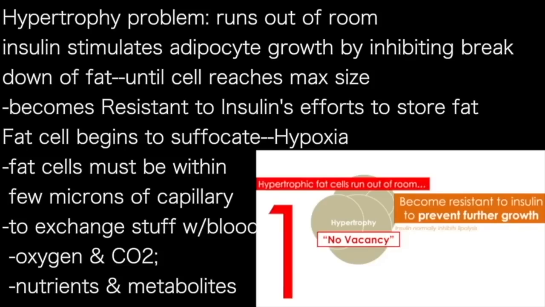So the hypertrophic fat cell tells insulin, you want me to continue to grow? I can't. I will literally pop, because a membrane has a limited capacity to continue to grow, like a water balloon has a limited capacity to continue to fill. And so the fat cell becomes insulin resistant to prevent further growth.